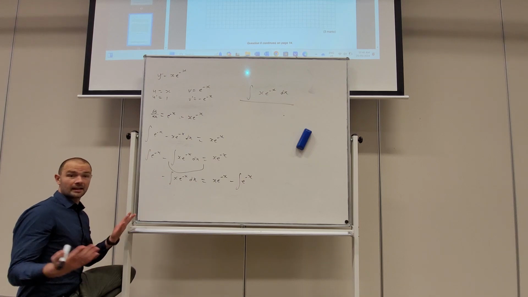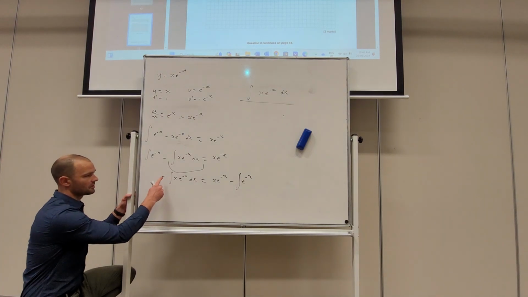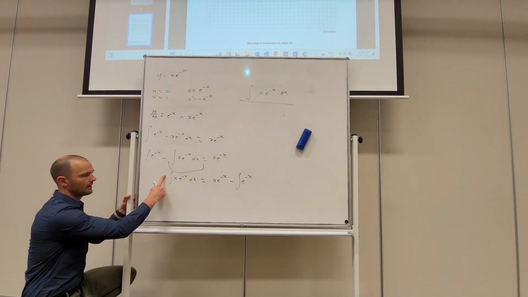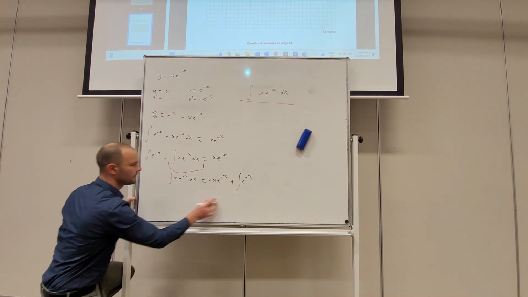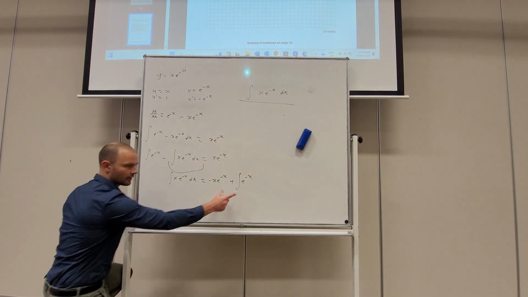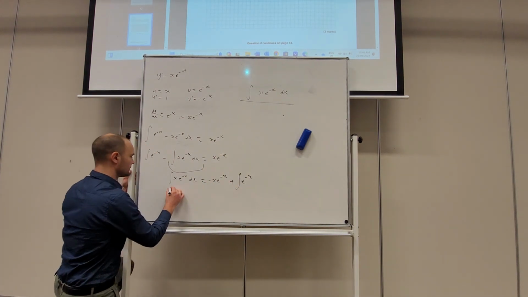I'm going to move the negative across as well, so I might just do that in one step here. I'm going to rub it out there and place it over here. All right, and now we're just going to evaluate that integral.